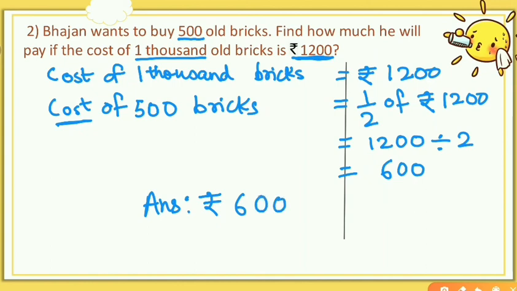Okay, is it clear, children? Why are we dividing it by 2? Because 500 is half of 1000. So to find the cost also of half the bricks, we have to find half of the price, which is already given in the question. So this gives your second answer.